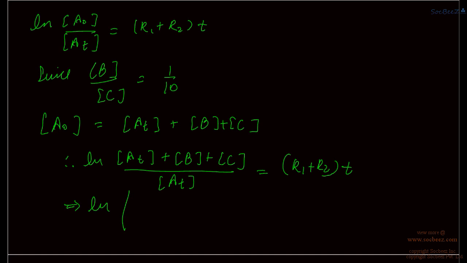Now, from here, if we simplify it further, we get ln 1 plus, since B equals C upon 10, therefore C upon 10 plus C divided by At. Okay, it comes out to be 11A. So, since K1 equals A per hour, therefore K2 equals 10A, so K1 plus K2 will be 11A. Okay, and time is already given in the question. We have to deal with time equals 1 hour, therefore substituting t equals 1, K1 and K2 as A and 10A respectively, we get K1 plus K2 into t as 11A.